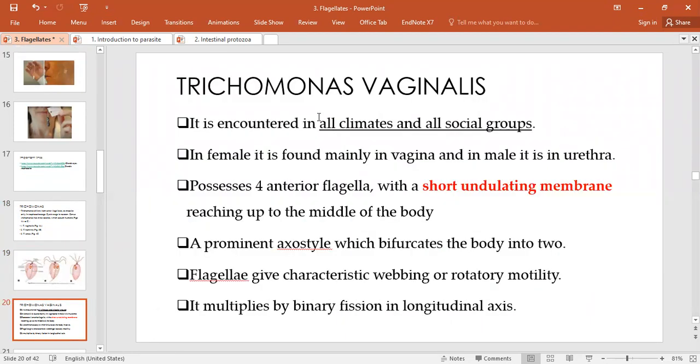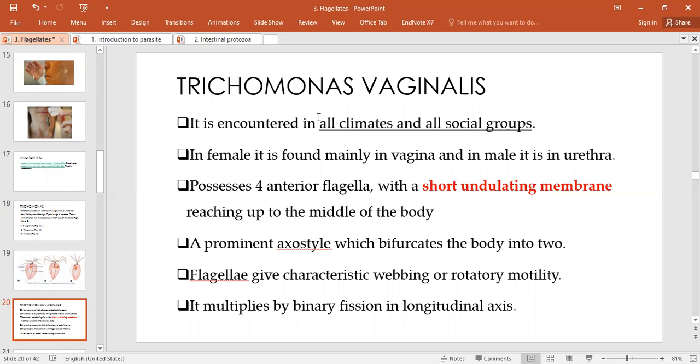Trichomonas vaginalis is encountered in all climates and all social groups, meaning we can find it in any country and anywhere. It can live in all climates. So it is there.